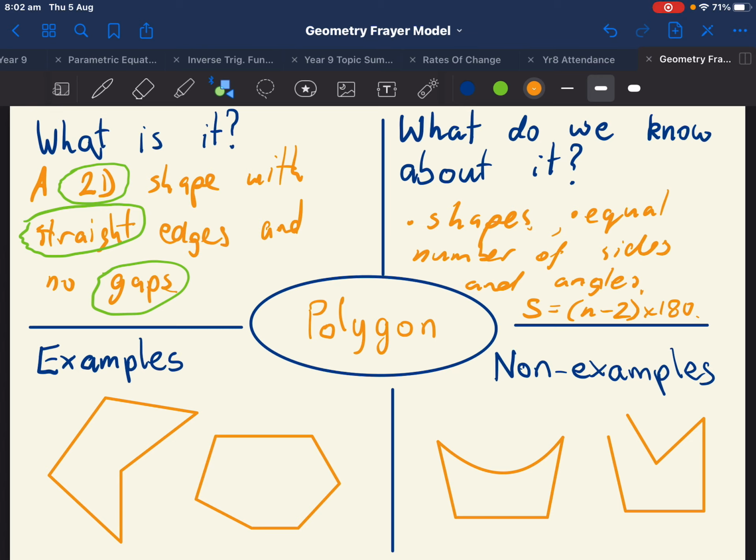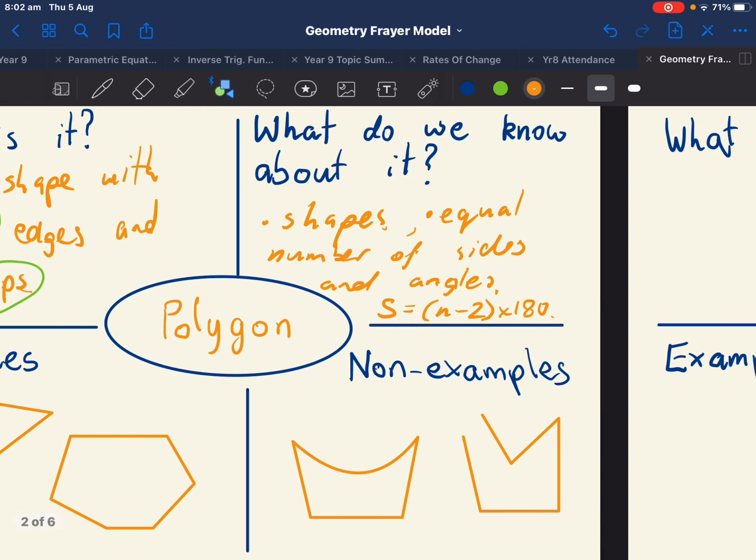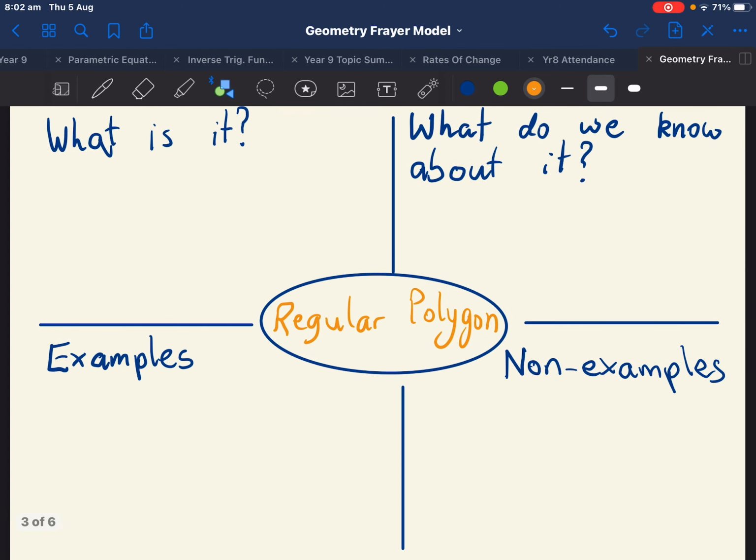All right, now we're going to move on and look at some terms where I want you guys to do it yourselves. So pause the video. I want you to go through and fill out the four sections for a regular polygon. What is it? What do we know about it? Some examples and some non-examples. Once you've finished, unpause the video and I'll put up an example of what I might do for this.